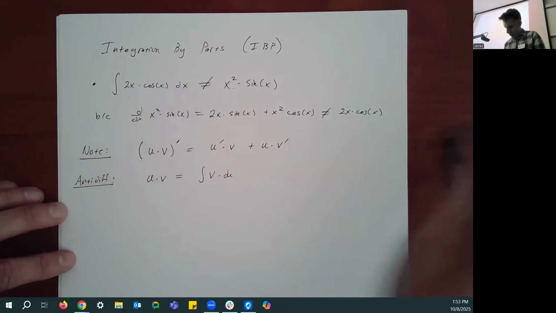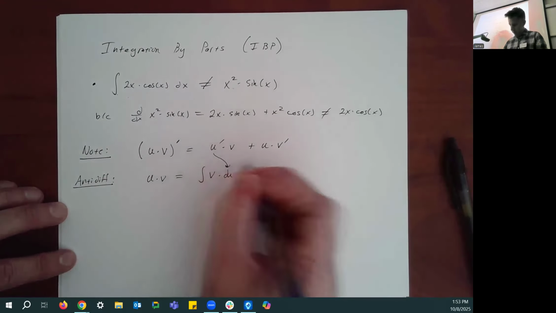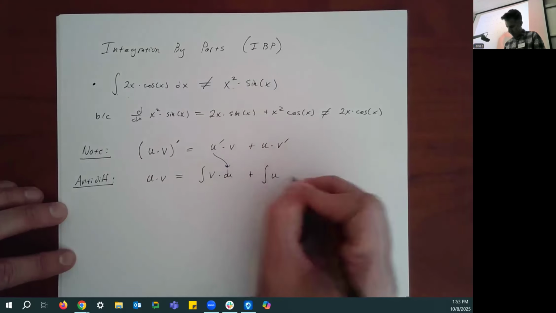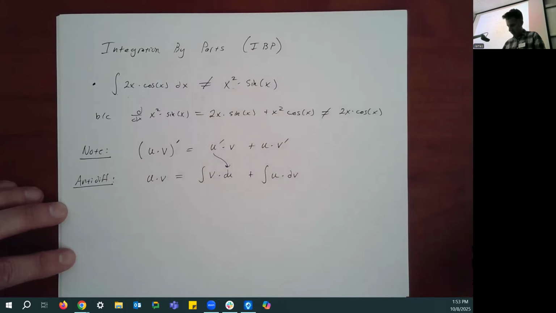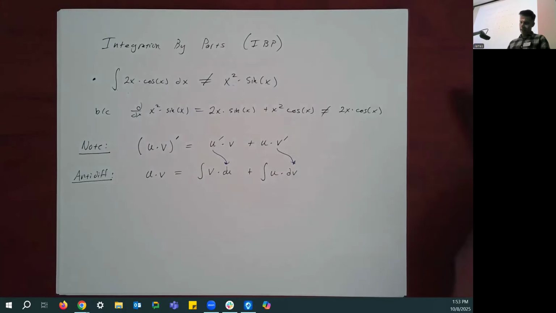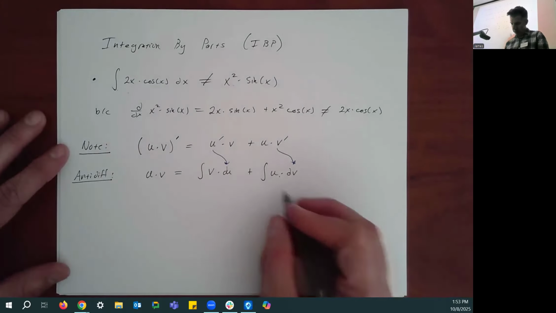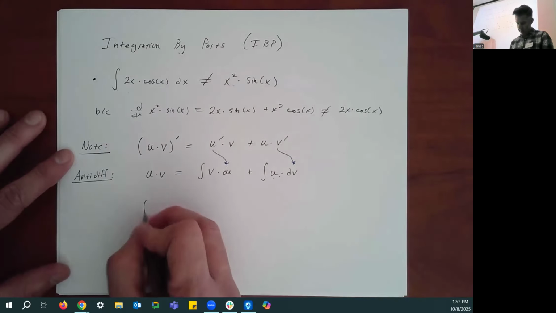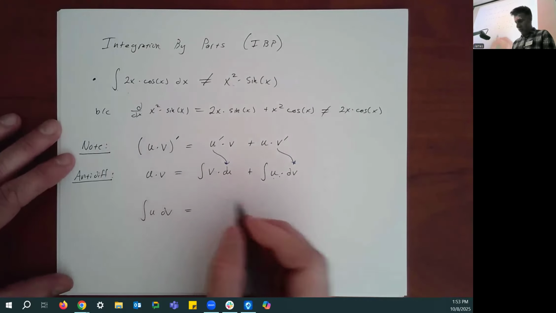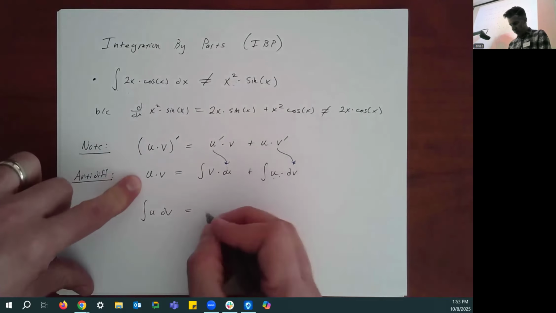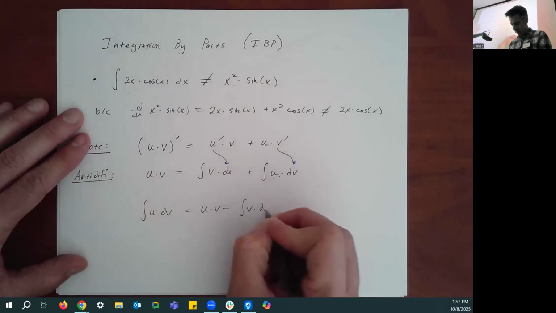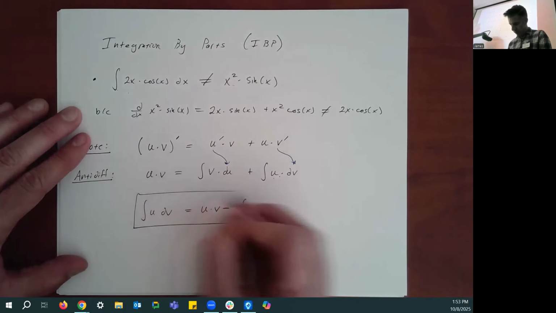So there's my u prime. We're writing it as du. In a similar way, we're going to write this as plus the integral of u times dv instead of writing v prime. And then we're going to isolate this one. So we're going to say that the integral of u times dv, and I know I'm putting it on the other side, but bear with me. So this integral is equal to u times v minus that integral, v times du. That is your integration by parts formula.